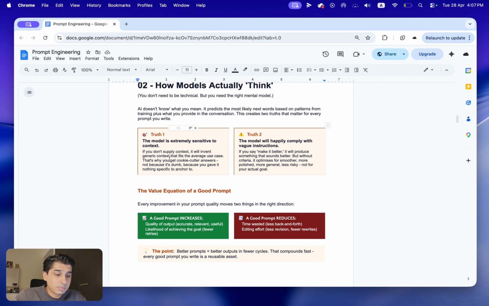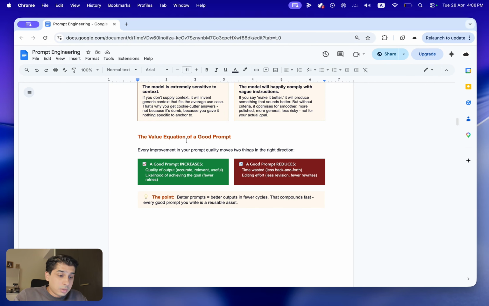That's why you can get cookie-cutter answers. It's not because it's dumb or the model is just not good enough. It's because you gave it nothing specific to anchor to. Truth number 2: the model will happily comply with vague instructions. If you say make it better, it'll produce something that sounds better, but not necessarily better or relevant. Without criteria, it optimizes for smoother, more polished, more general, less risky outputs, but not something tailored to your specific goal.